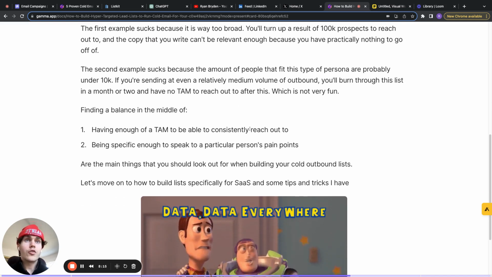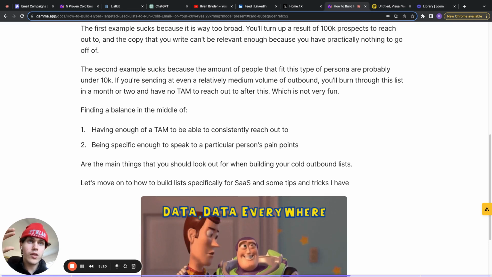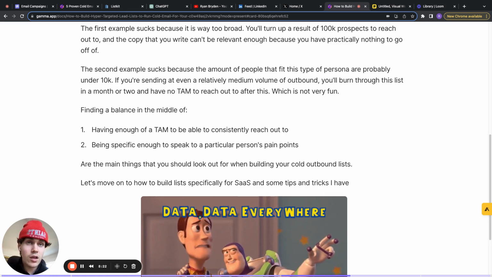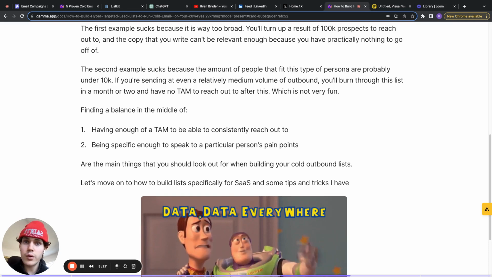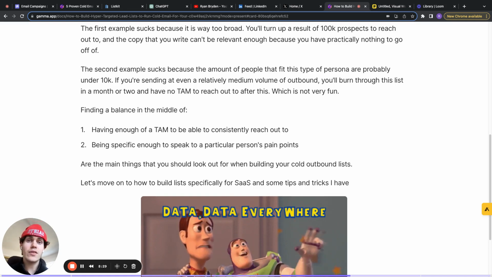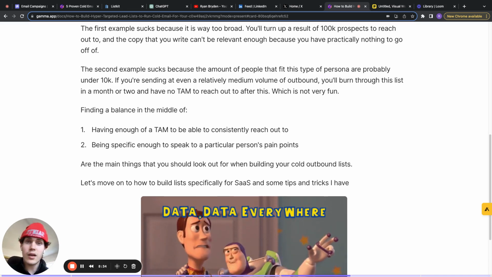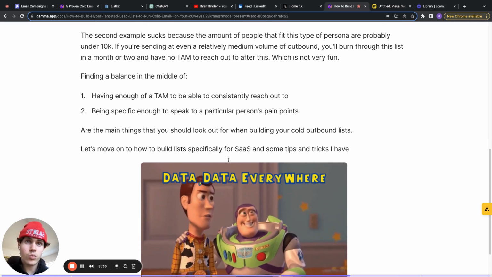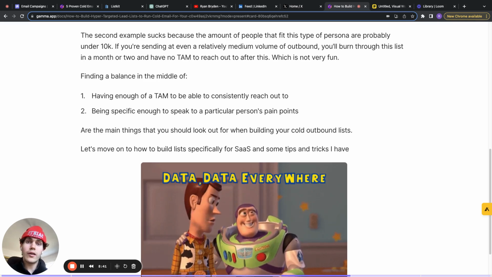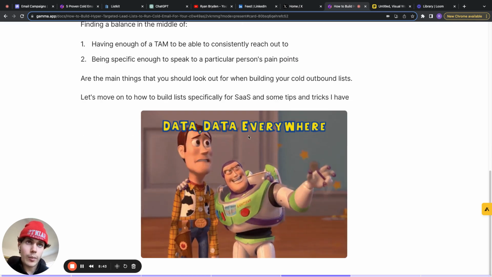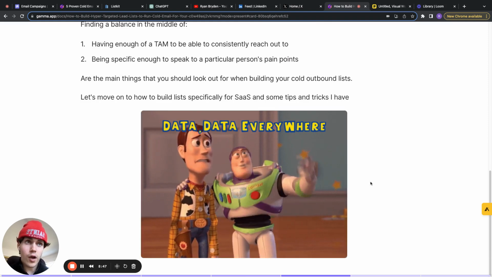with outbound, right? So finding a balance in the middle of having enough of a total addressable market to be able to consistently reach out to people, and then also being specific enough to speak to a particular person's pain points. And you can do this by having specific job roles, specific industries, specific company size, things like that are the easiest way to get some sort of an angle and a leg up on things that you can touch on in your copy.